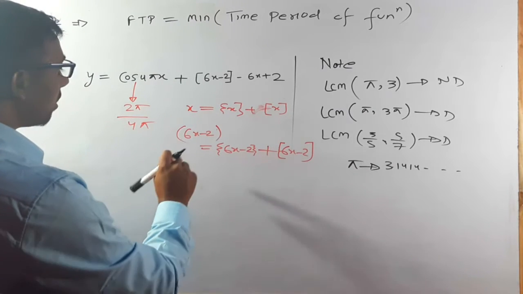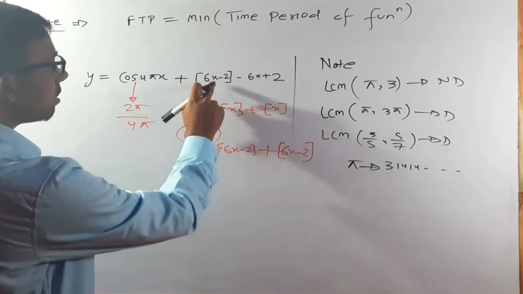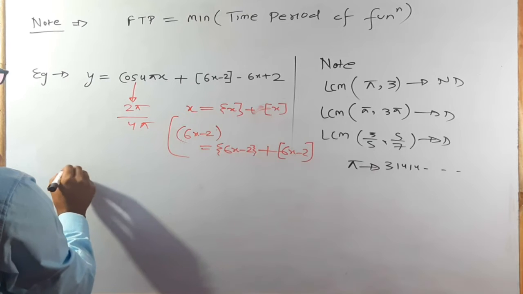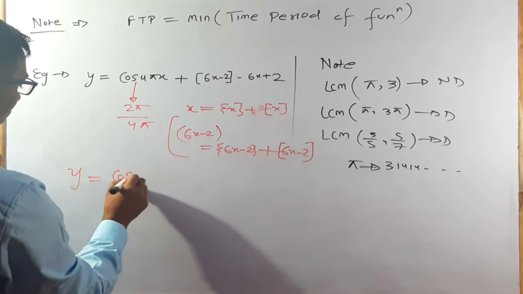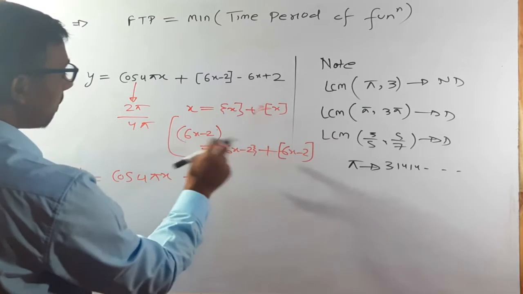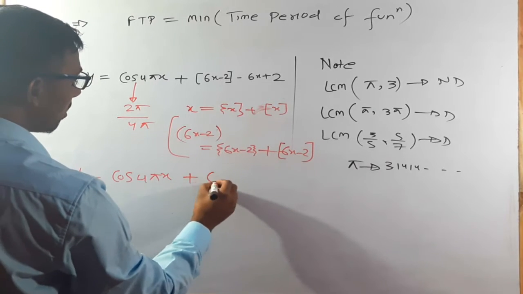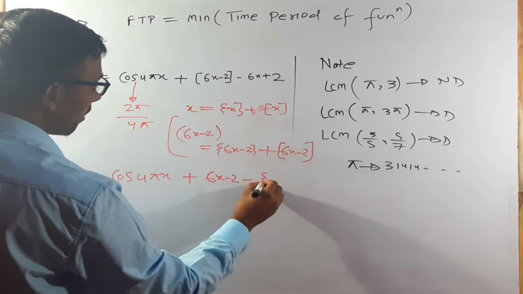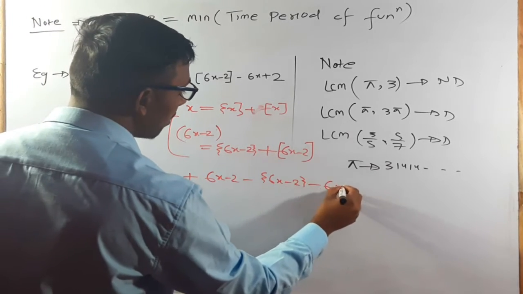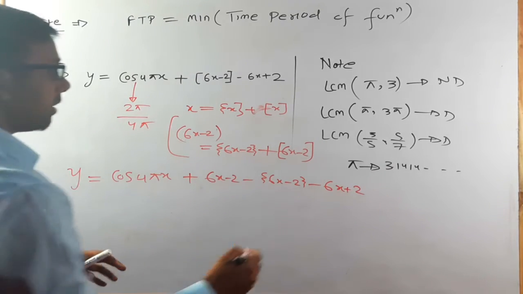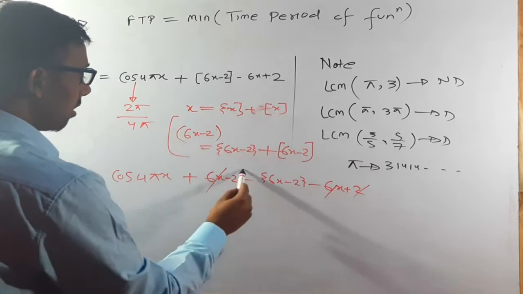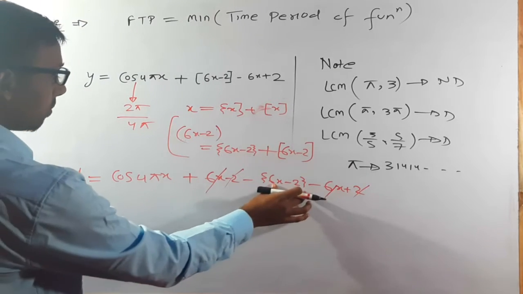So we will replace this value with the help of this. We will write cos of 4 pi x plus the integral part, which can be written as 6x minus 2 minus the fractional part of 6x minus 2, minus 6x plus 2. This is how we can write it. So this is going to cancel out each other, and we will get only this portion and this portion.